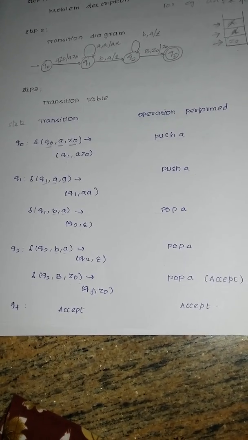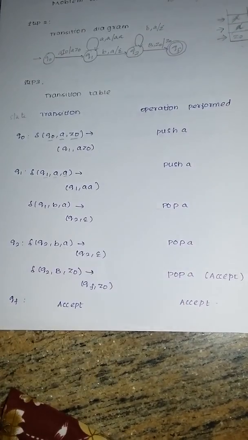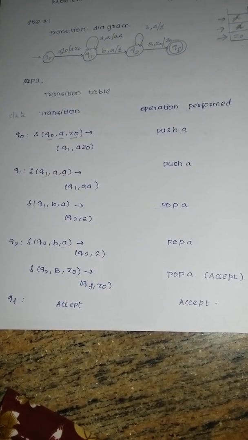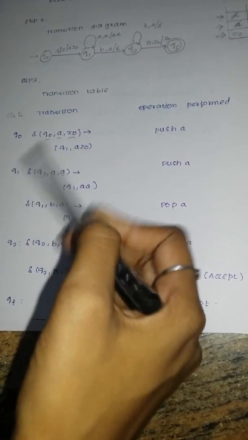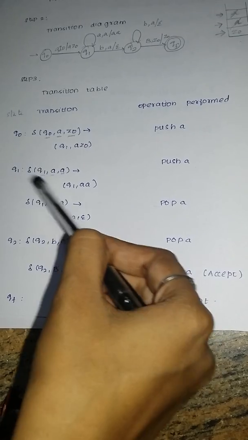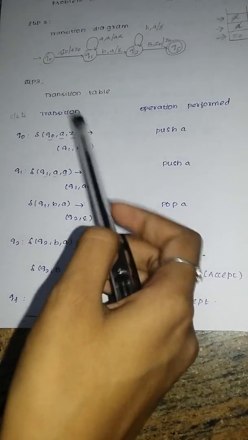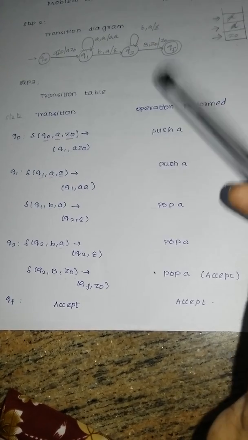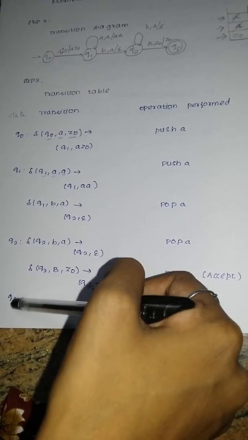Step 3 is a transition table. It contains 3 columns with state, transition and operation performed. State is the states involved in this operation. Transition is the function performed in this operation. Operation is the activity performed on the stack. The states are Q0, Q1, Q2 and QF.